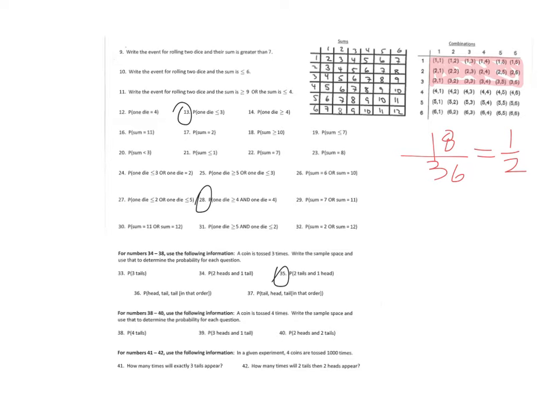Next, we're going to look at 28. If you look at the first part of 28, it says one die is greater than or equal to 4. So we're assuming that's talking about either the first die or the second die, but not both. So one die greater than or equal to 4. I'm just going to make that the first die being greater than or equal to 4. So that'd be 4, 5, and 6, and these would be all the possibilities.